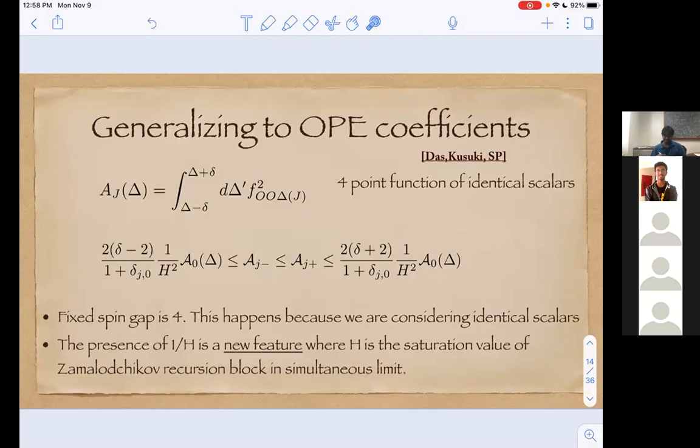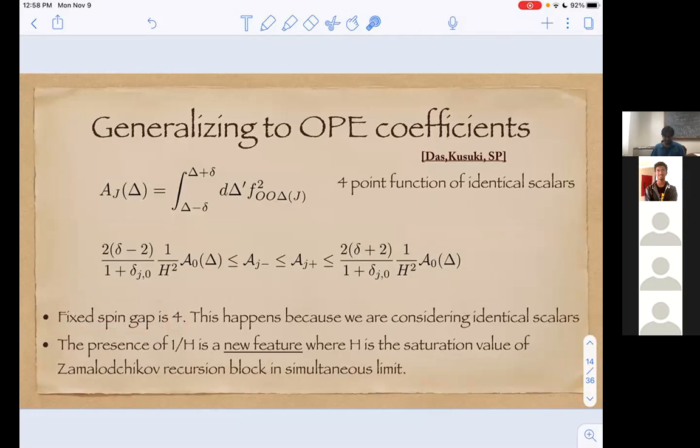So here, for example, you can see that this order 1 number changes a little bit. Here the fixed spin gap is 4 instead of 2. That comes about because we are considering identical scalars, and basically you are fusing two identical primaries and looking at the OP channel. Because of this identical scalar, there is some extra symmetry, and that's how the fixed spin gap becomes 4 from 2.